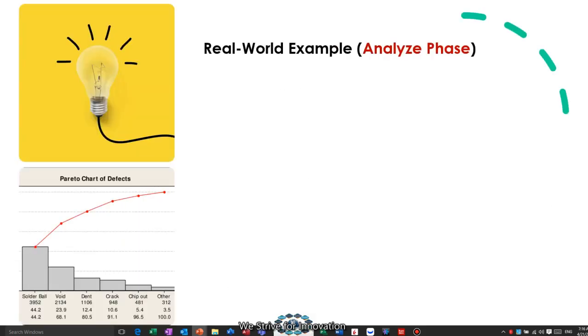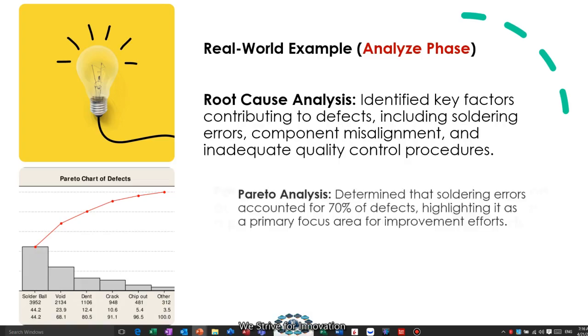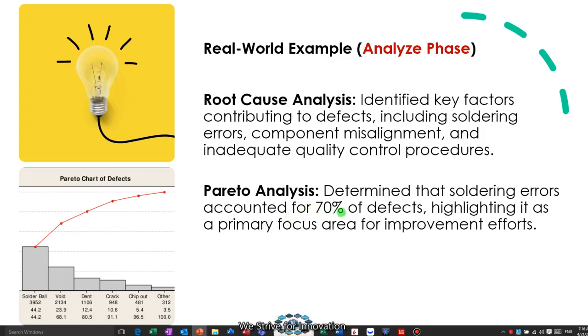For example, in root cause analysis, we identify the key factors contributing to the defect, including soldering error, component misalignment, inadequate quality control procedure, etc. And the Pareto chart, you can see this is a Pareto chart here, okay? The Pareto chart is a very powerful tool. We can determine from that, for example, that soldering error accounts for about 70% of defects. Of course, this is just a sample, highlighting it as a primary cause area for improvement efforts.